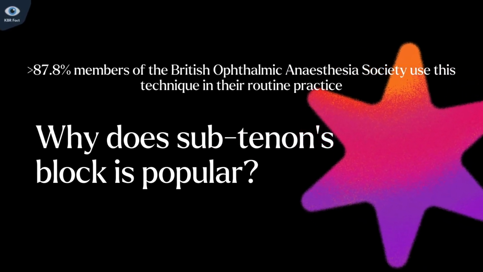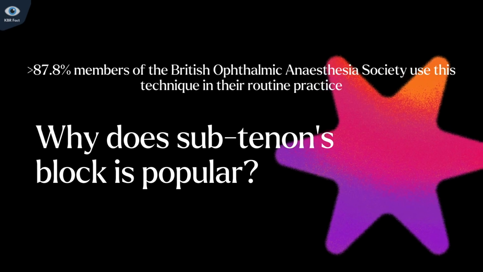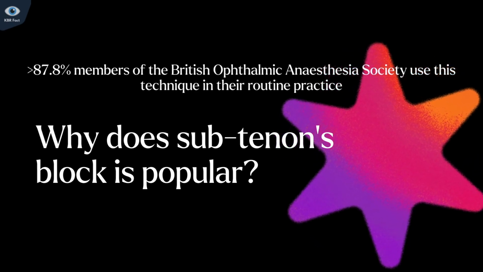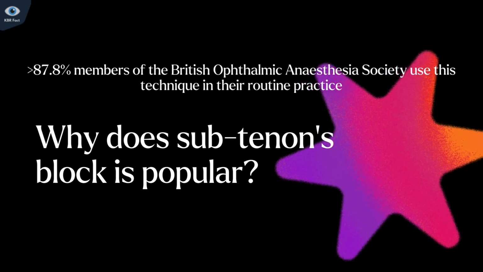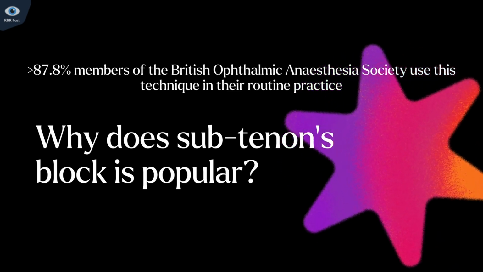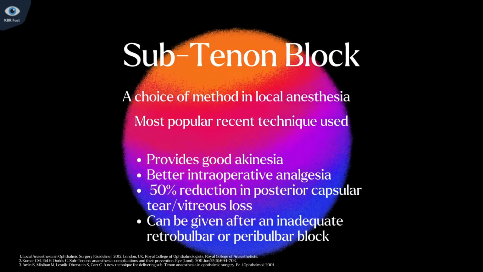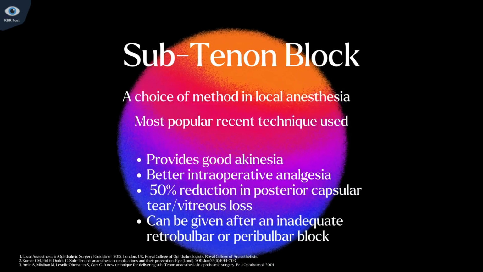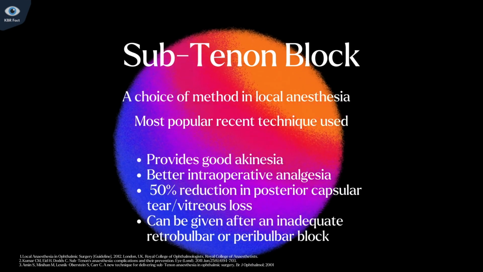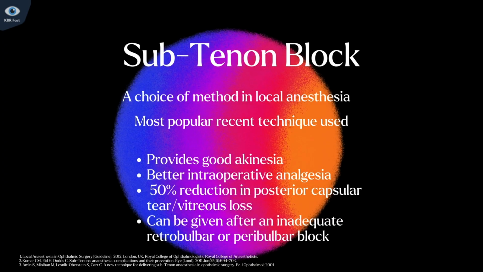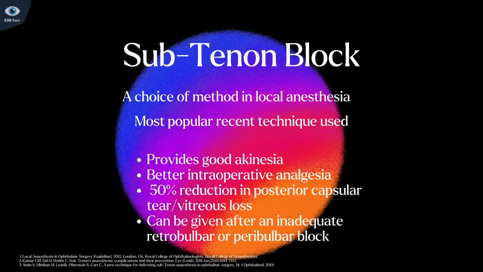More than 87.8% of members of the British Ophthalmic Anesthesia Society use this technique in their routine practice. So why has the Sub-Tenon block become so popular lately? The Sub-Tenon block is a method of choice in local anesthesia, which has become more popular recently. It provides good akinesia and better intraoperative analgesia, with a 50% reduction in posterior capsular tear or vitreous loss, and can be given after an inadequate retrobulbar or peribulbar block.